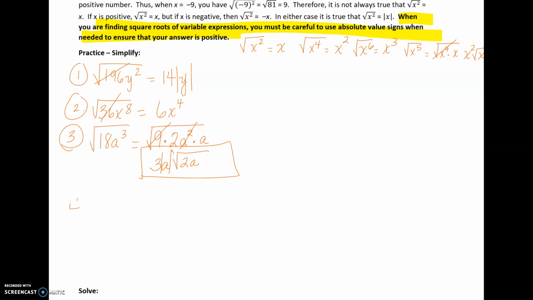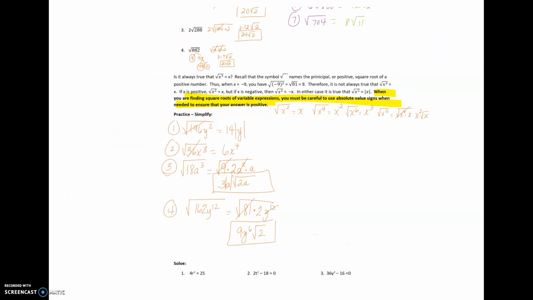All right, let's look at another one. Number 4, the square root of 162y to the 12th. 162 is not a perfect square, but I know that 81 times 2 is 162. Y to the 12th is a perfect square. The square root of 81 is 9. The square root of y to the 12th is y to the 6th. That's an even exponent, so I'm good. And the only thing left under the radical is the square root of 2.